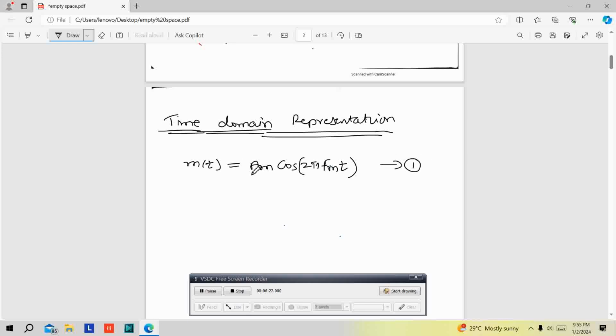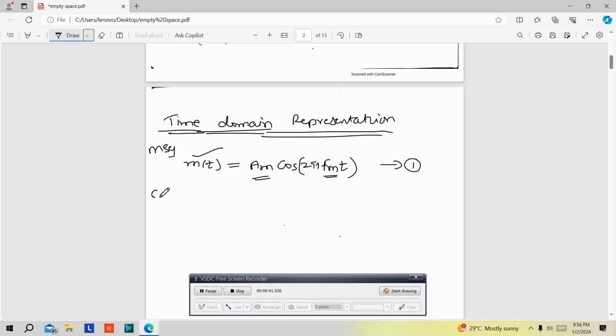It is very simple. Am is the amplitude of the message signal, and fm is the frequency of the message signal. Each signal has its own amplitude and frequency. So this message signal has amplitude Am and frequency fm.